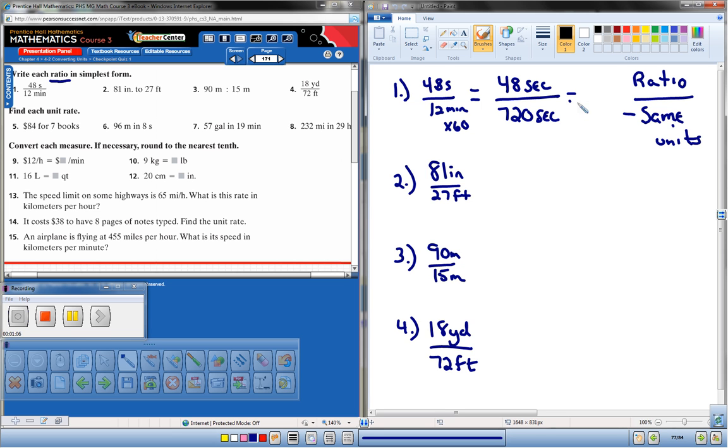Now, that we need to reduce to simplest form. Believe it or not, 48 is the greatest common factor of both of these. Why it becomes a ratio is because when you take the seconds in both the top and the bottom, those divide out. So now you have no units, you just have a fraction. And in simplest form, that will be 1/15.